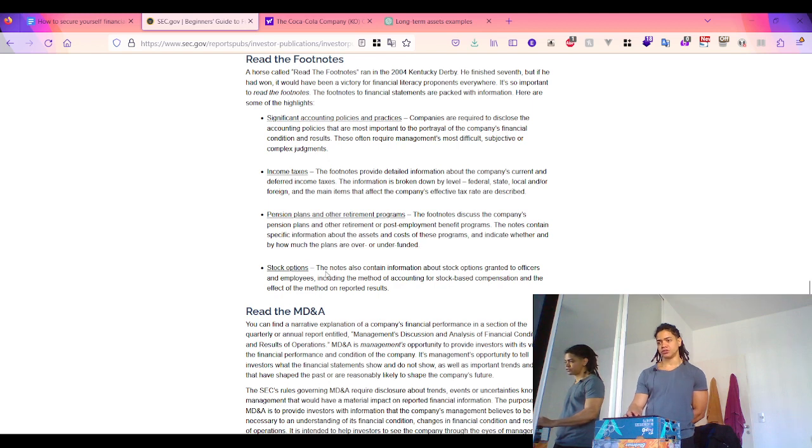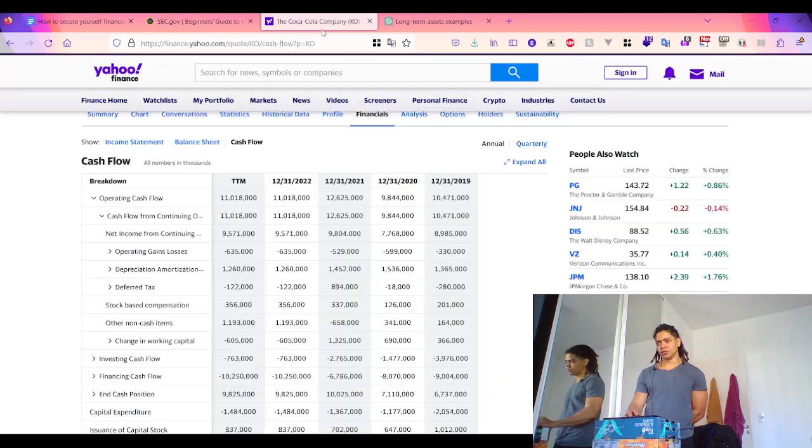And stock options. The note also contains information about stock options granted to officers and employees, including the methods of accounting for stock-based compensation and the effect of the method on reported results.